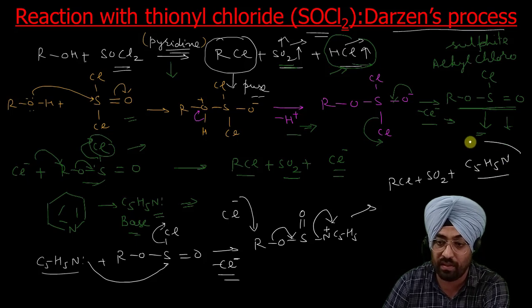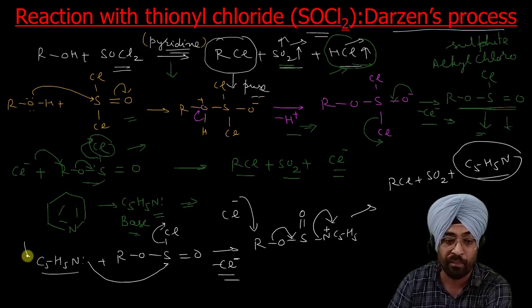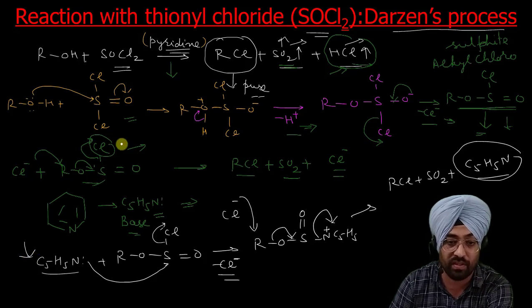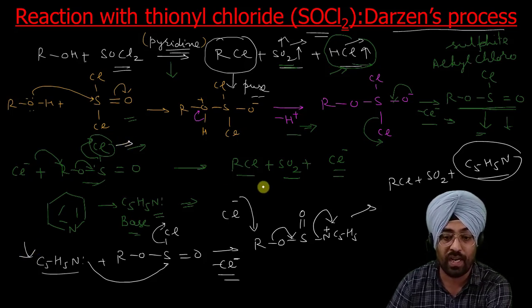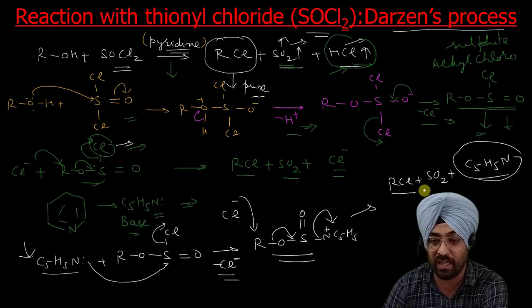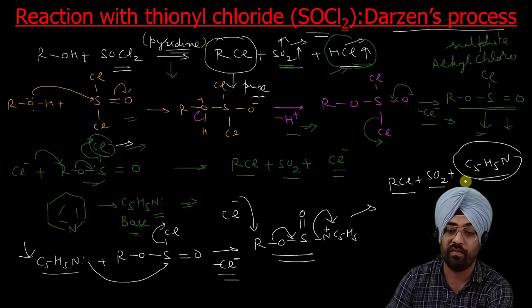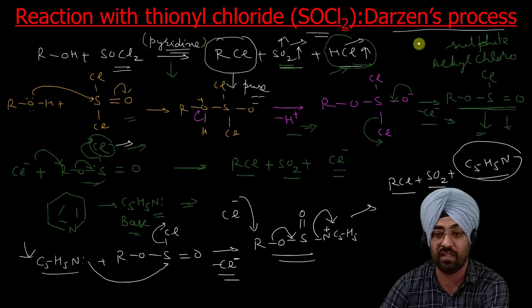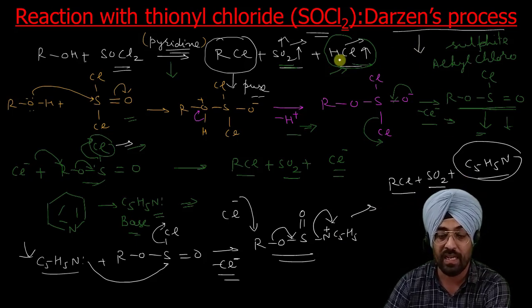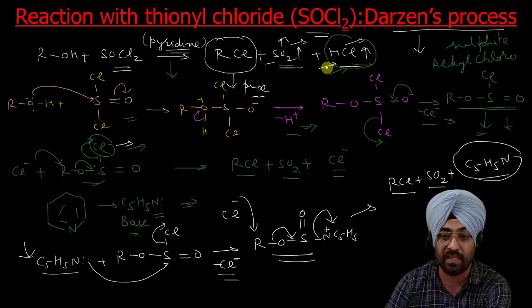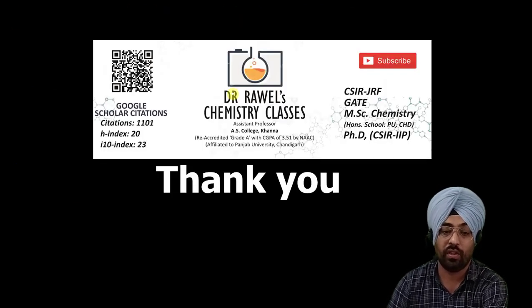So pyridine remains unutilized. It helps in the removal of the Cl negative, which is required for the formation of our products, RCl plus SO2 plus C5H5N, and this reaction is called Darzens' process. It is quite an important process because SO2 and HCl, being gases, can be evolved very quickly and we get pure alkyl halides.